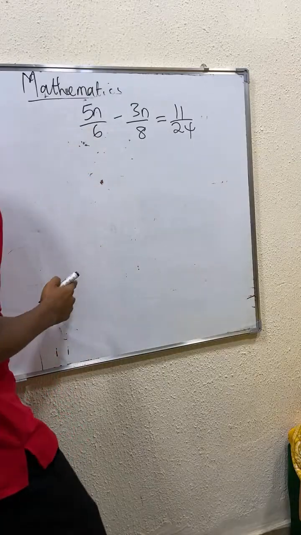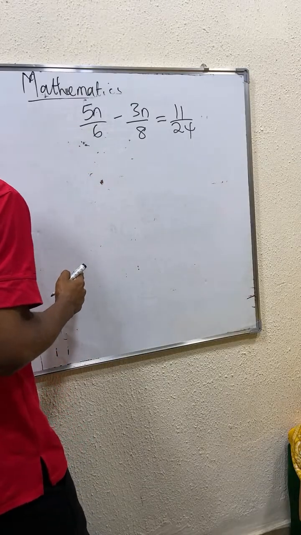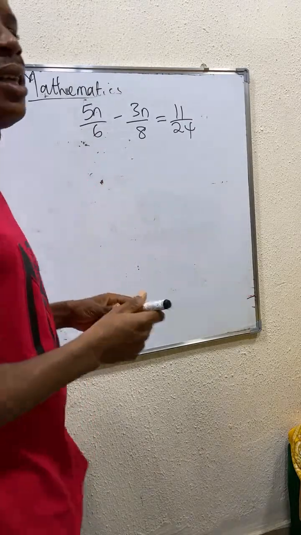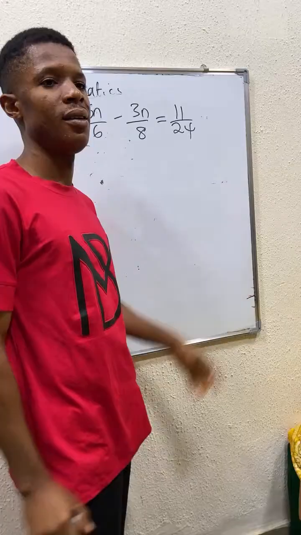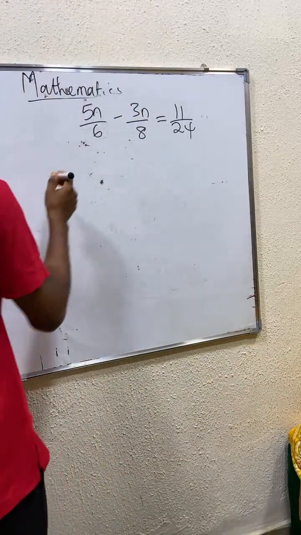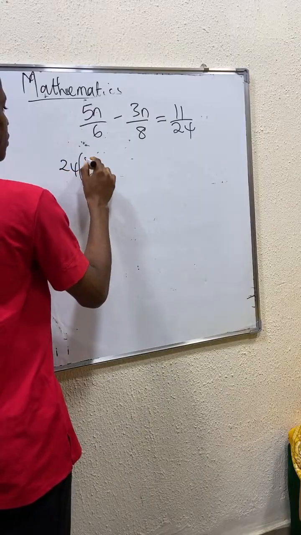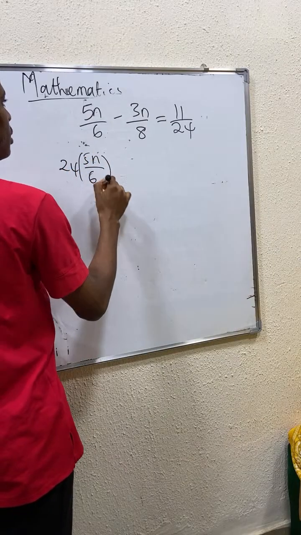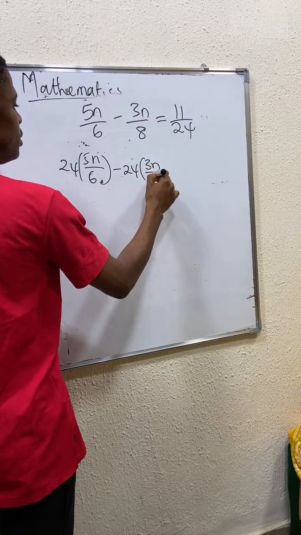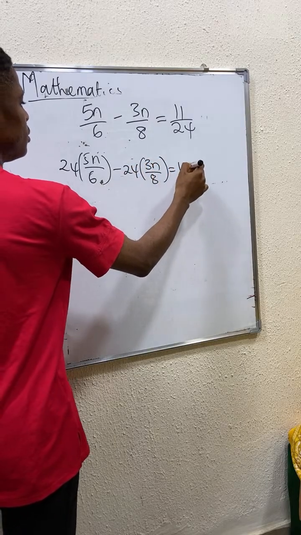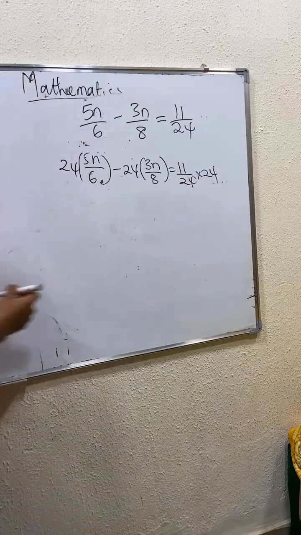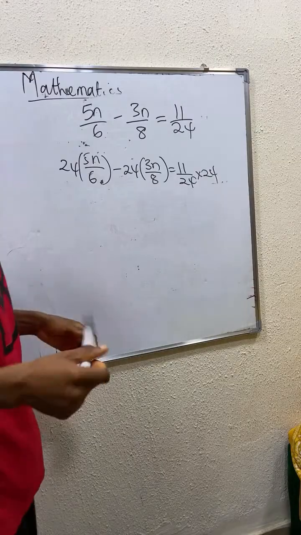To find n, all we need to do is multiply by the LCM, and the LCM here is 24. So what you have to do is 24 into 5n over 6 minus 24 into 3n over 8 is equal to 11 over 24 times 24. Right? Yes. Okay. Do you know the answer?